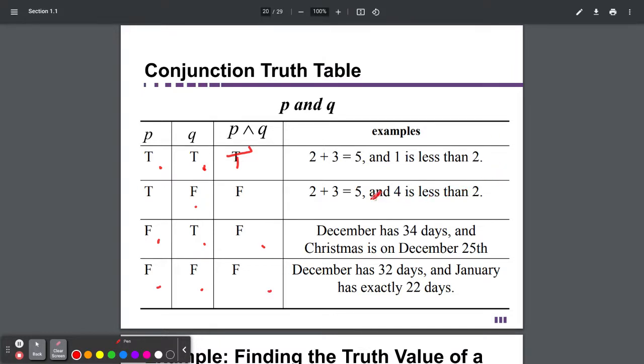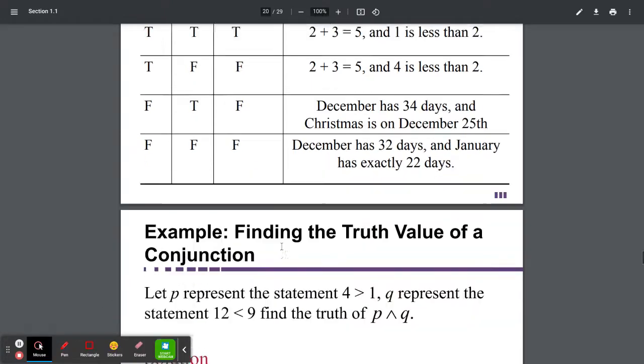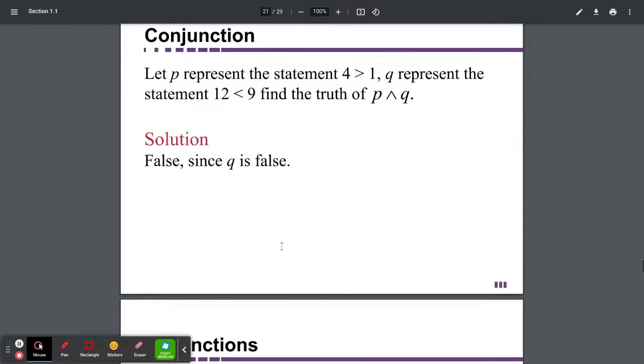In the second example, "2 plus 3 is 5, and 4 is less than 2." In order for this overall compound statement to be true, they both have to be true because it's an and statement. P has to be true, and Q has to be true, in order for the overall compound statement to be true. But in this case, that's not what's happening, so we have a false statement. As we move along, we've got some examples you can read through and mess around with.